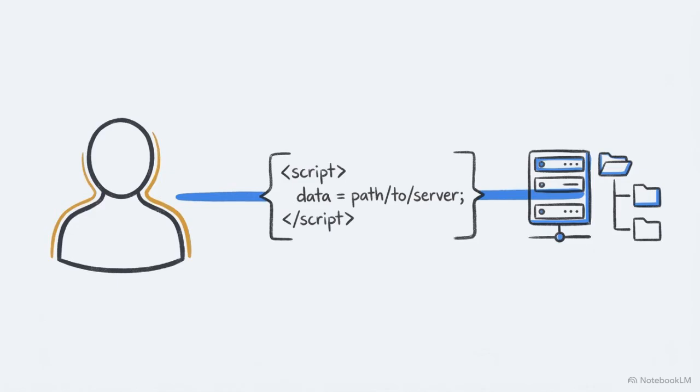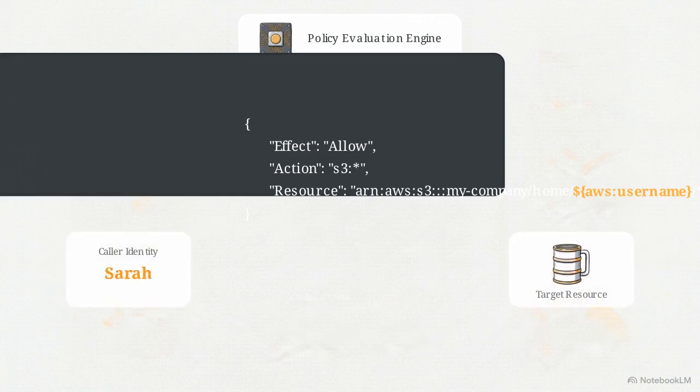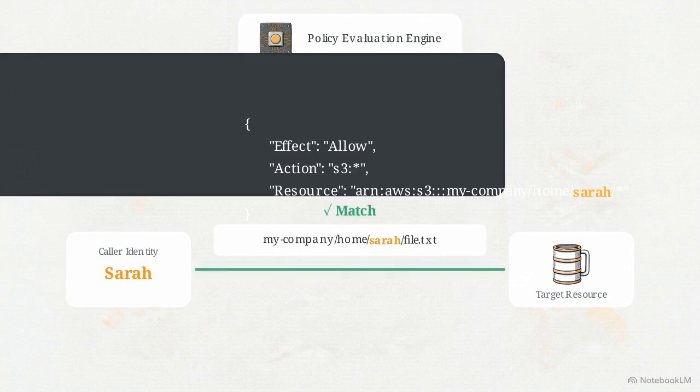Instead of hard-coding folder paths, engineers use policy variables that capture real-time session context at the exact moment the API call is made. The most common variable, highlighted in this JSON block, is AWS username. When a user requests access, AWS dynamically replaces this variable with the identity of the caller. If a user named Sarah executes a request to read her directory, the engine replaces the variable with the string Sarah. This creates a valid match against her specific resource path, and access is granted.